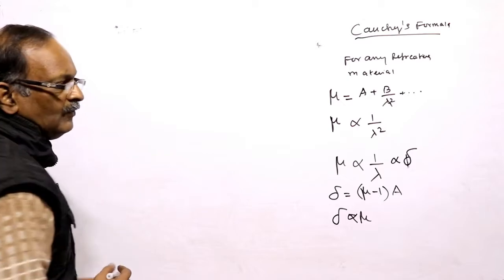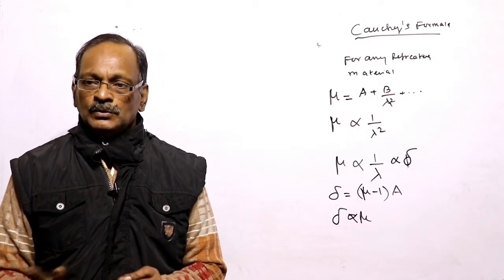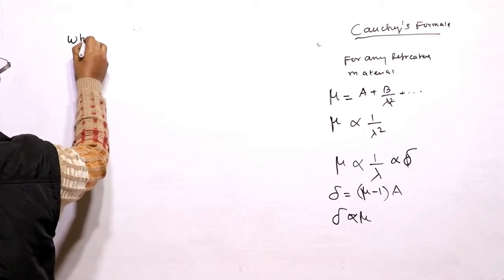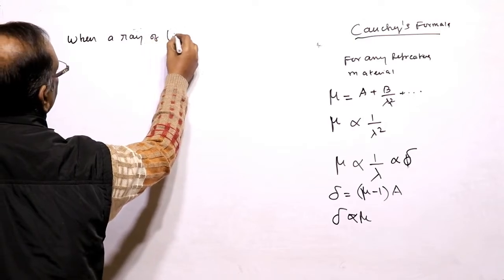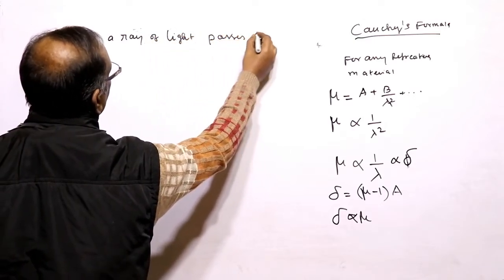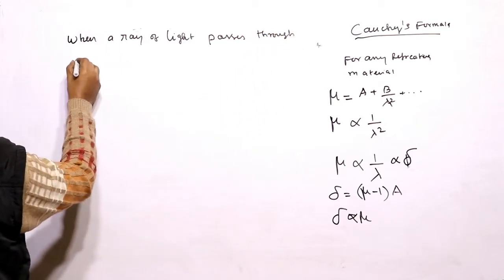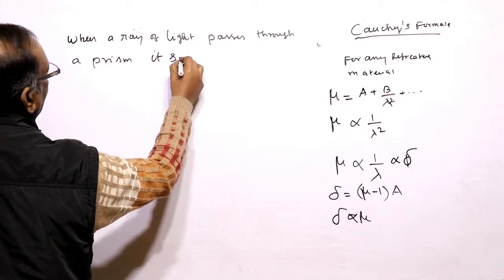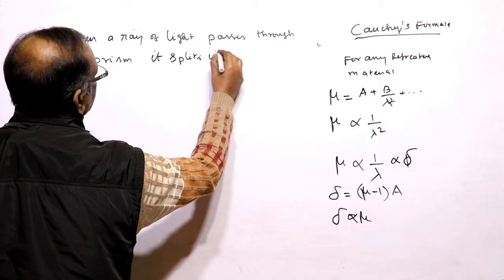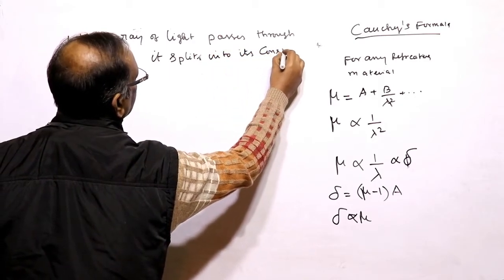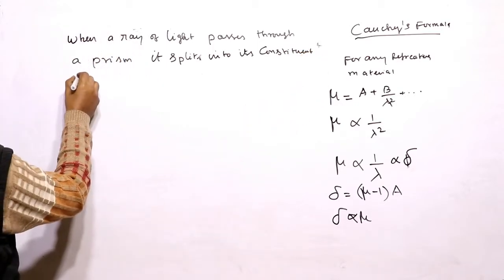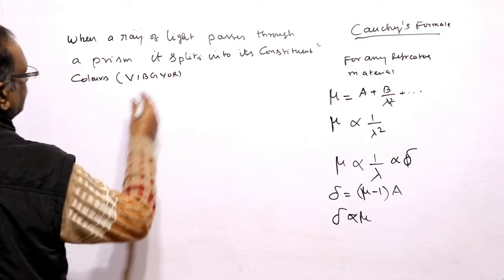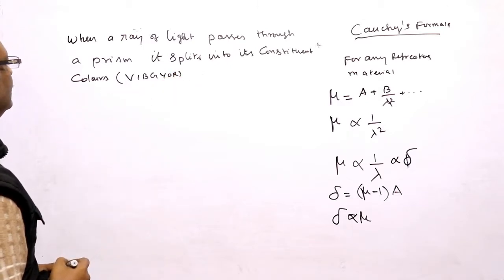Dispersion. When a ray of light passes through a prism, it is separated into 7 of its constituent colors. That is, when a ray of light passes through a prism, it splits into its constituent colors, VIBGYOR. That is violet, indigo, blue, green, yellow, orange and red.